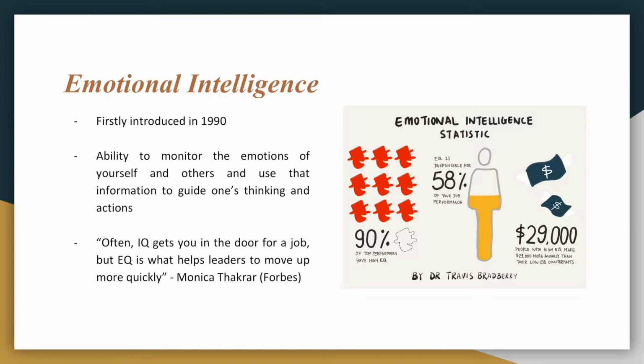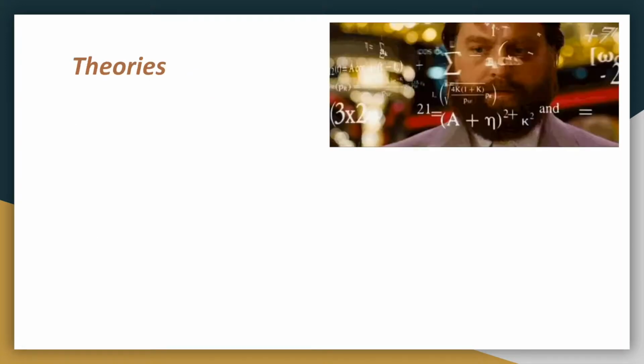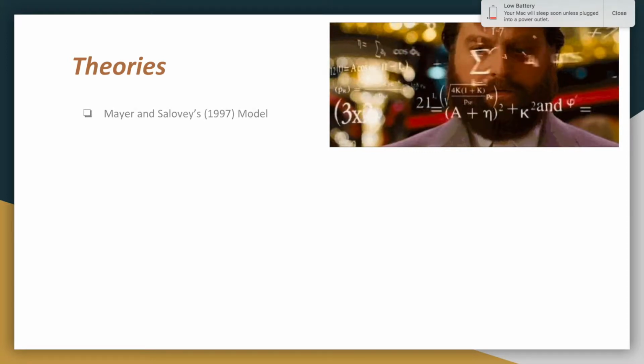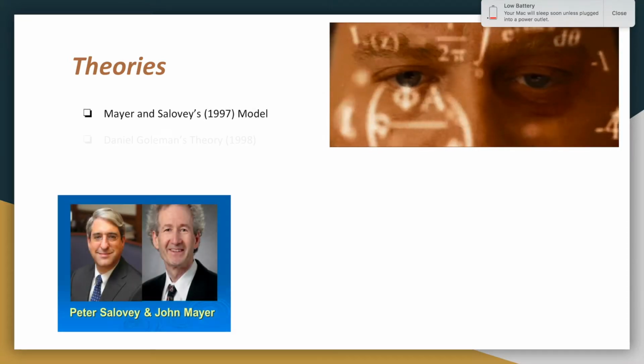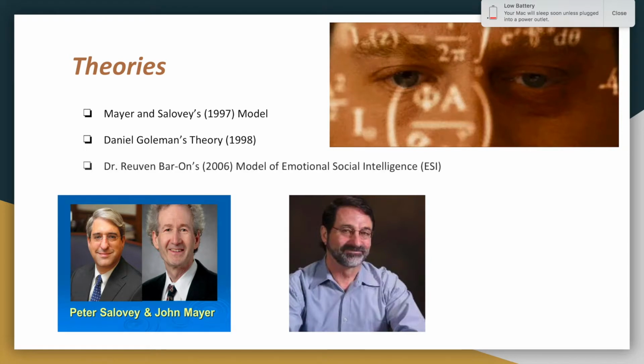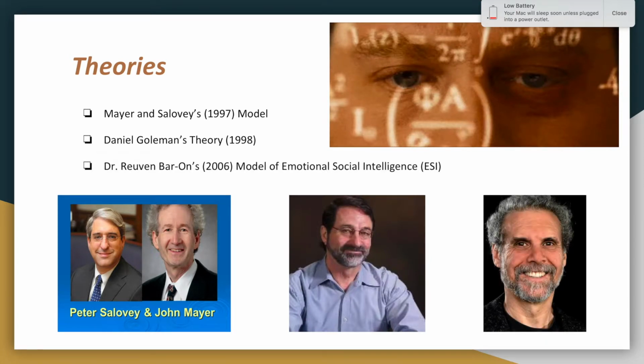However, the theory involves various subcategories that allows for the assessment of one's own level of emotional intelligence. There are three theories we explored surrounding emotional intelligence before researching and applying the one we found most appropriate. The three theories we researched are as follows: Mayer's and Salovey's 97 theory, Dr. Reuven Bar-On 2006 model emotional social intelligence, and Daniel Goleman four elements of emotional intelligence theory.